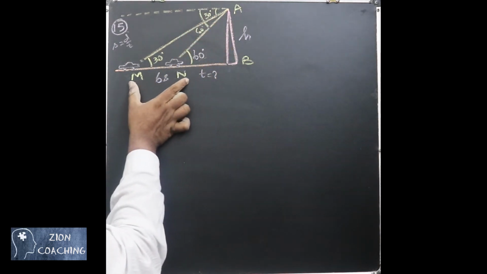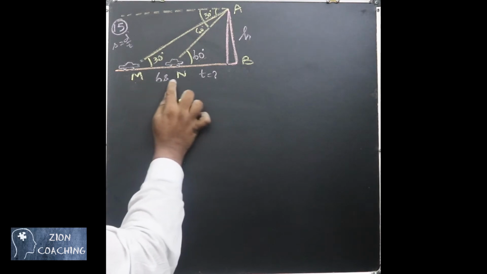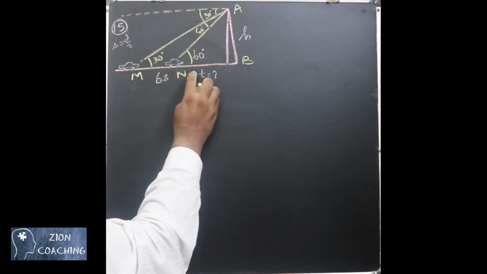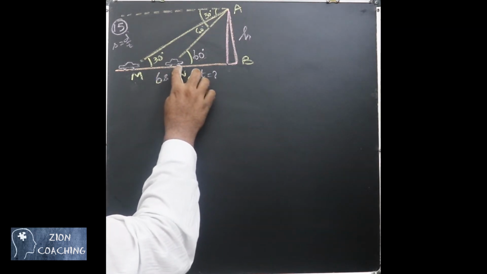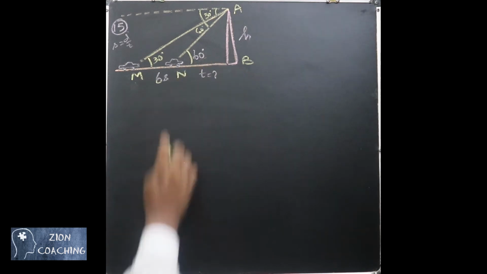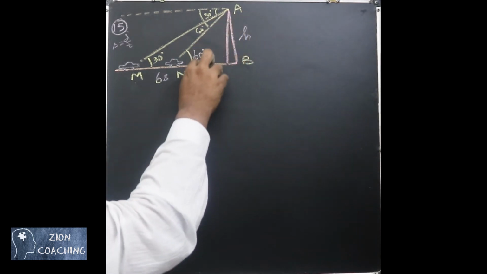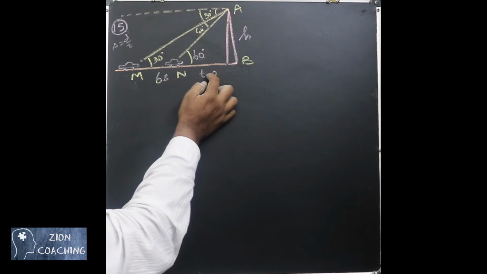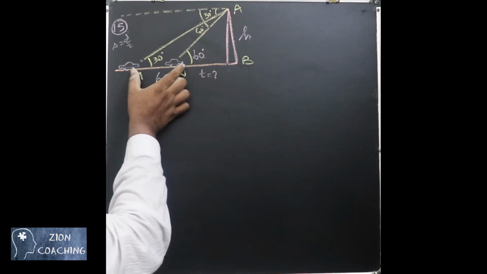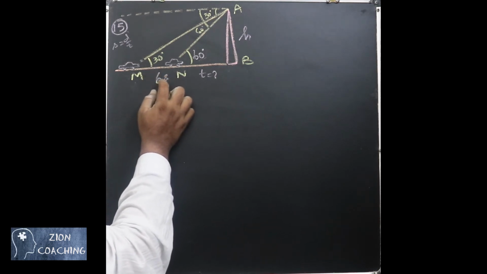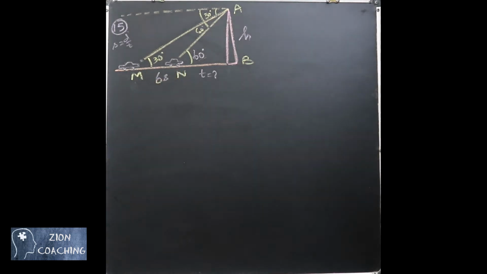Now suppose the time taken to move from this point to this point is 6 seconds, then they are asking us to find out what will be the time taken by the car from this point to move to the foot of the tower. Now we will take the height of the tower to be h, the time taken we don't know, we will take that as t, and here the distance is going to be time taken, 6, into speed, so we will take it as 6s.